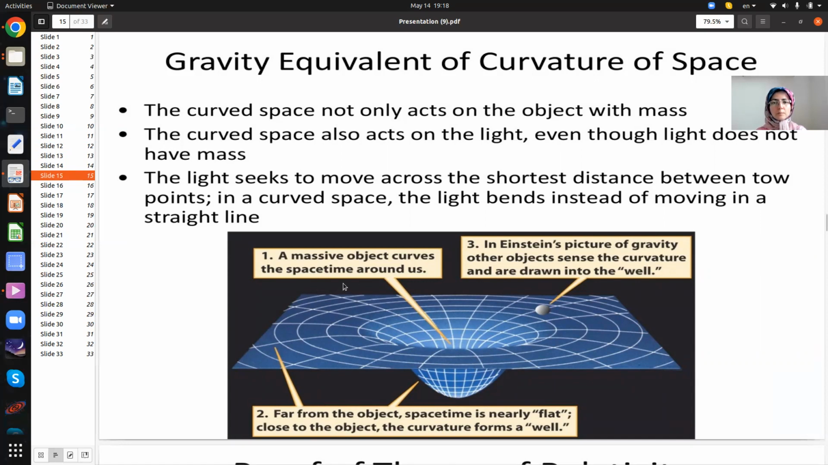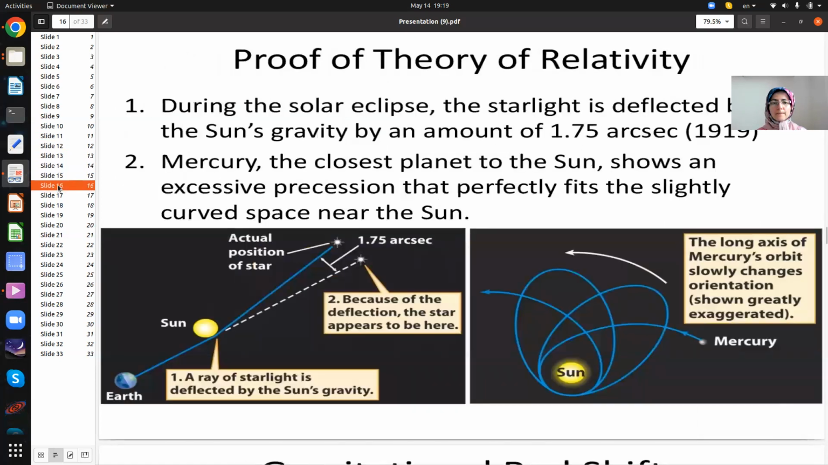You see here, a massive object curves the space-time around it, and far from the object, space-time is nearly flat. Close to the object, the curvature forms a well. In Einstein's picture of gravity, other objects sense the curvature and are drawn into the well. The general theory of relativity.